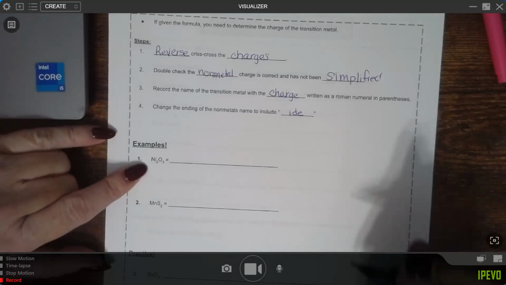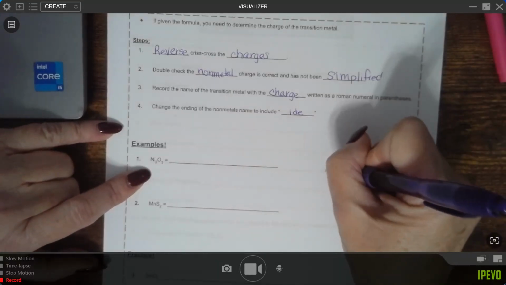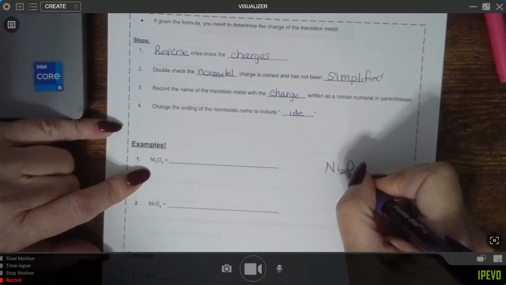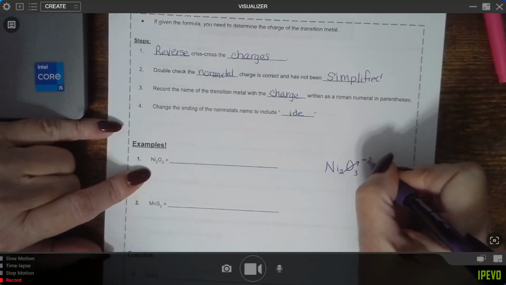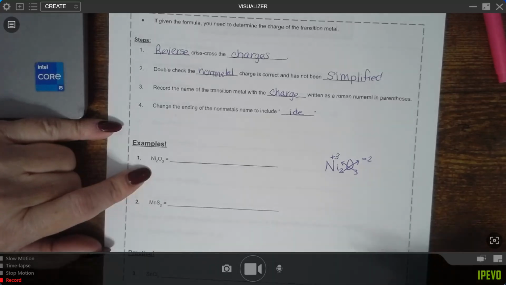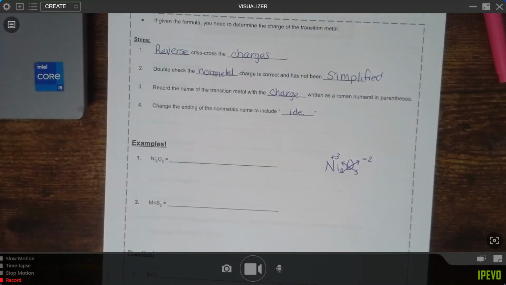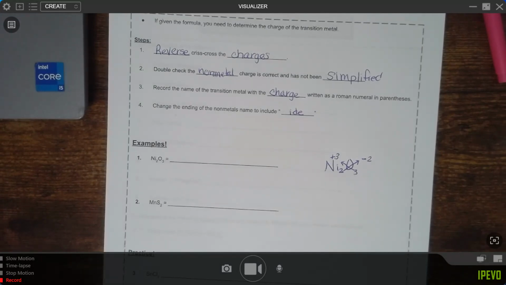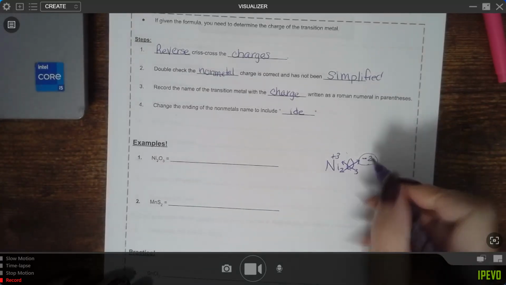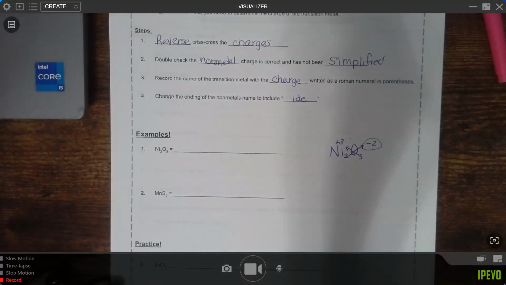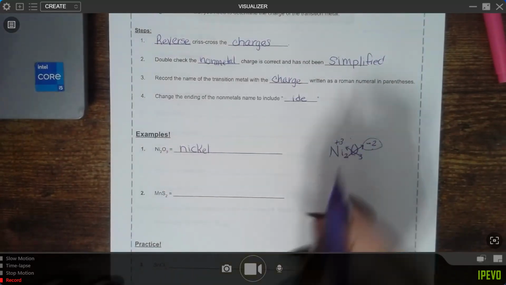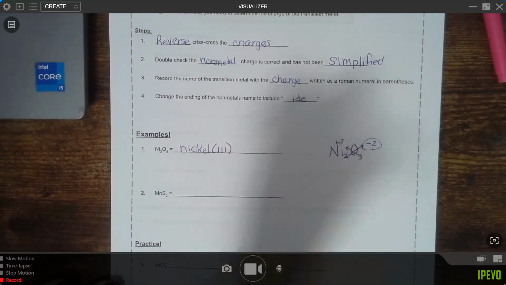So we have Ni2O3. Now, if we reverse crisscross, what that means is we're going to bring the 2 up here, it's minus 2. The 3 up here is plus 3. Now, what we mean by checking the charge of the nonmetal, the anion, is this tells us the charge on oxide is minus 2. That, in fact, is true, which means this formula is correct. So we have nickel plus 3, so nickel 3 oxide.